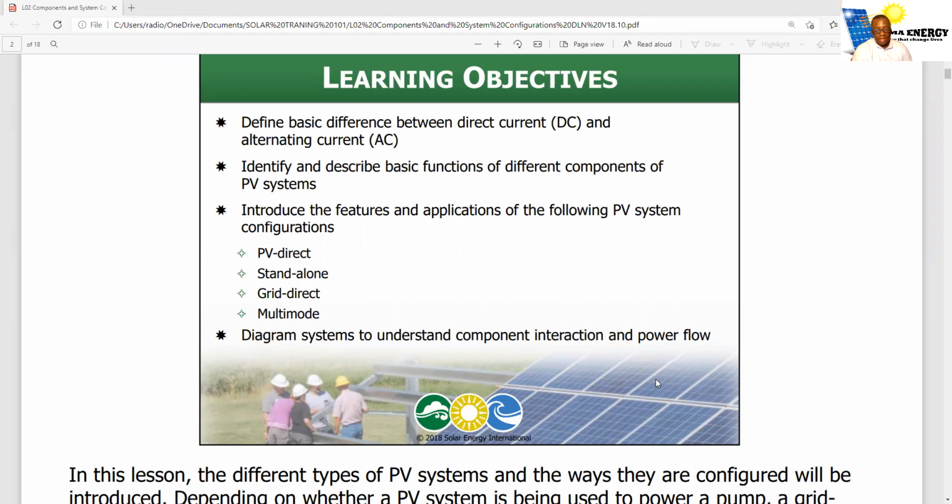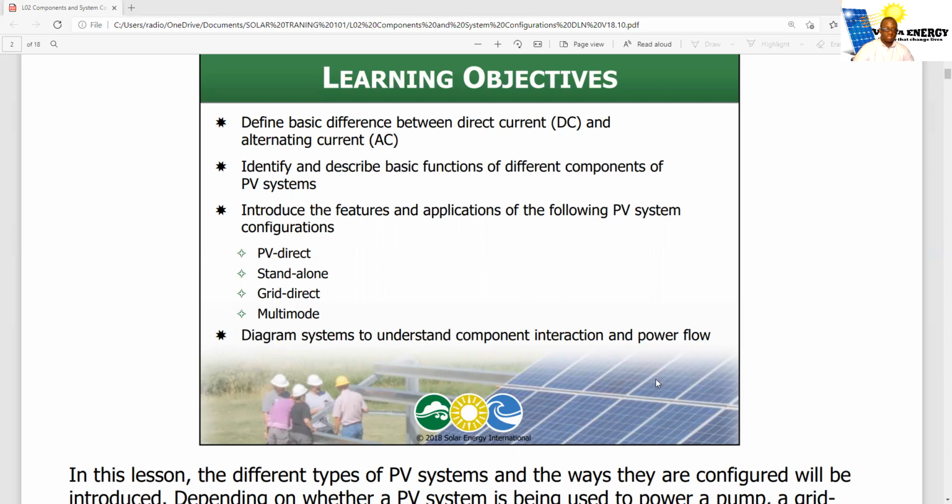The objectives of our learning in this course are to define the basic difference between direct current, which is DC, and alternating current, which is AC. We're also going to identify and describe basic functions of different components of PV systems. I'm going to introduce you to the features and applications of the following PV system configurations: PV direct, standalone, grid direct, and multi-mode.